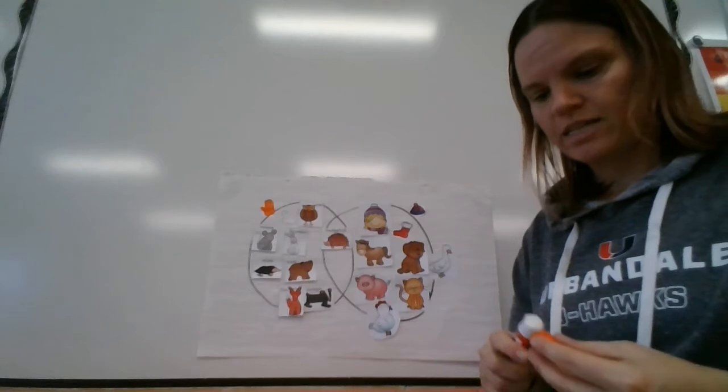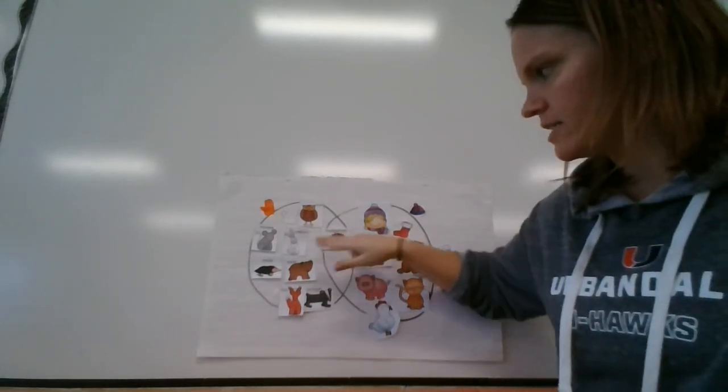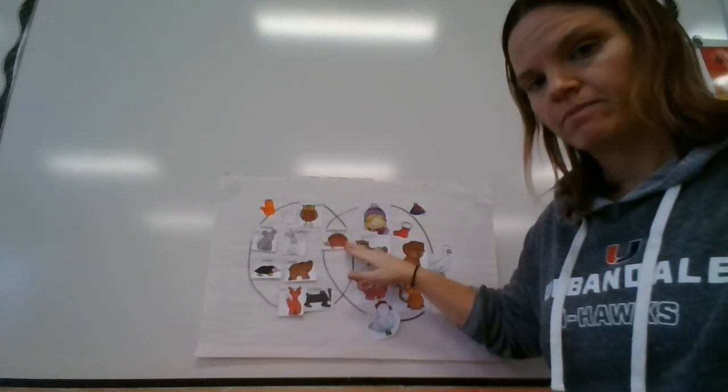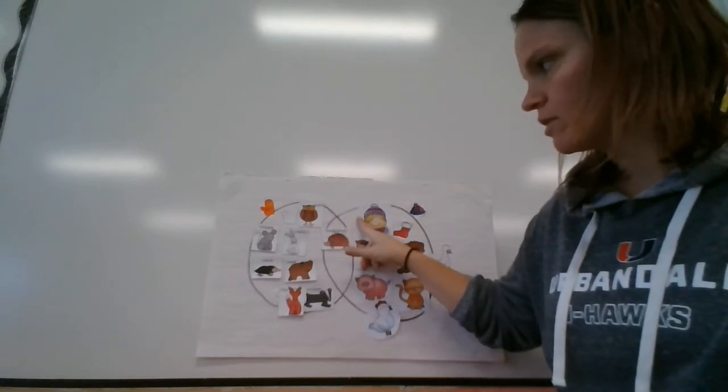All right, so let's take a look at our Venn diagram. It looks like we only had one character that was the same in both stories, and that was who? Right, the hedgehog was the only one that was the same in both stories.